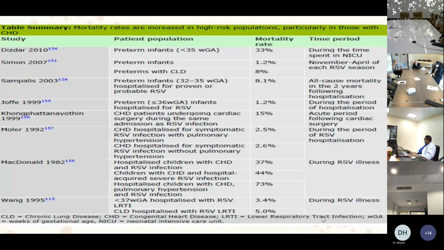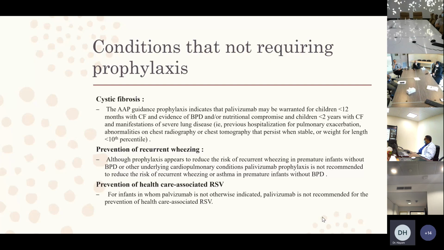Next slide. Okay, now the conditions not requiring prophylaxis, like cystic fibrosis, and some indications for prophylaxis. If the patient is below 12 months and has evidence of CLD, chronic lung disease with nutritional compromise, or a patient below 2 years with severe lung disease, like being hospitalized a lot for pulmonary exacerbation, or chest X-ray abnormality, or weight for length below the 10th percentile, those babies are qualified for immunoprophylaxis.